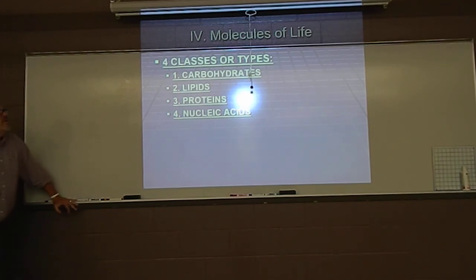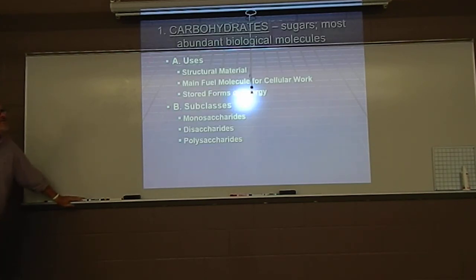So there are 4 types or classes of macromolecules, or molecules of life. All right. They're carbohydrates, lipids, proteins, and nucleic acids. We're going to look at each. The rest of the chapter, we're just going to look at these types. Carbohydrates are sugars. They are the most abundant biological molecules. In general terms, their uses are structural material. We'll see that one of them is a main fuel source molecule for cellular work. They are also stored forms of energy. And there are subclasses. There's monosaccharides, disaccharides, and polysaccharides. And we'll talk about each of those.